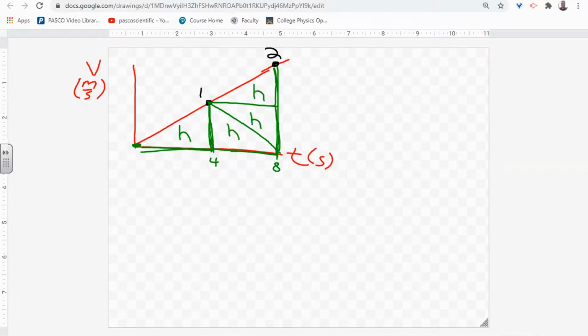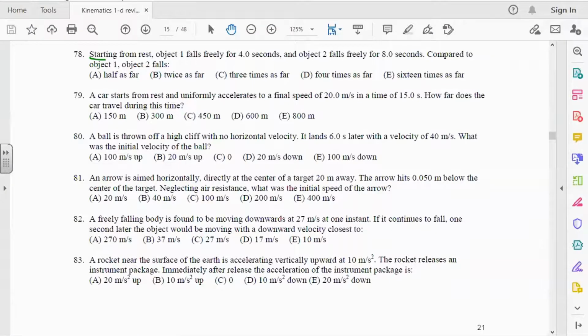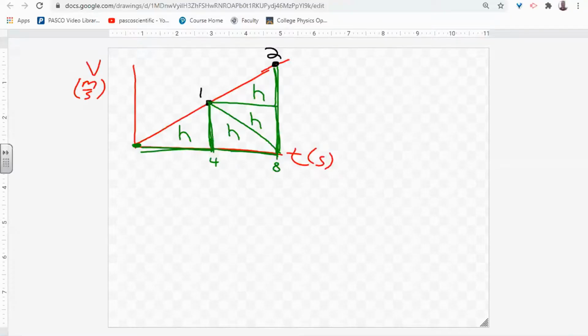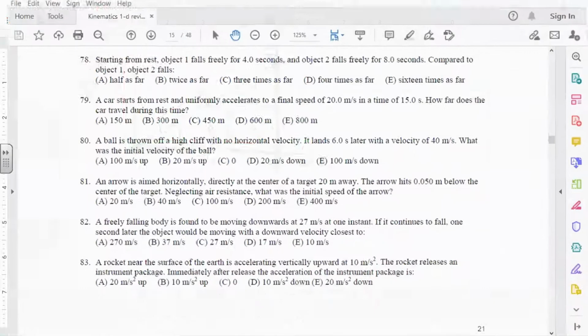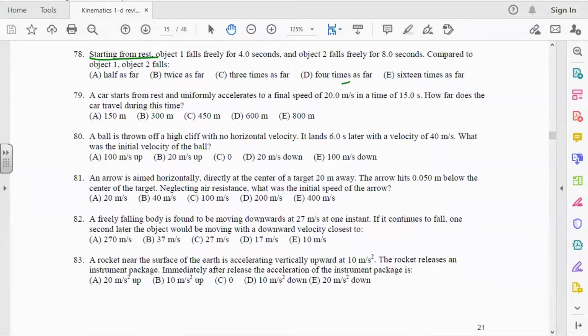But now we have to look at the wording of the question. The wording of the question says from rest. So we're looking at both of them from time 0. So if object 1 fell a distance of h, that means object 2 fell 1, 2, 3, 4 h's. So that means it's going to go 4 times as far in double the amount of time.